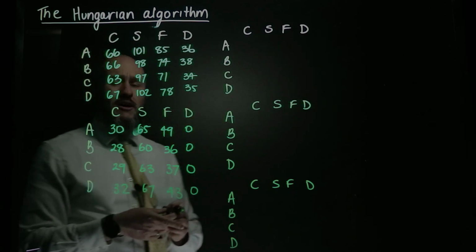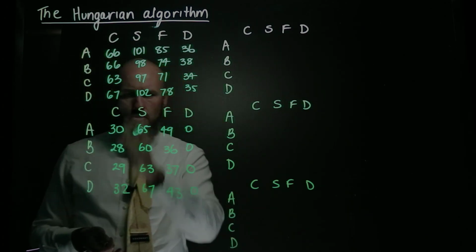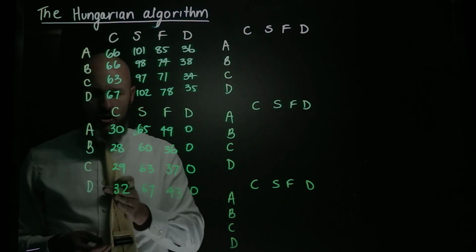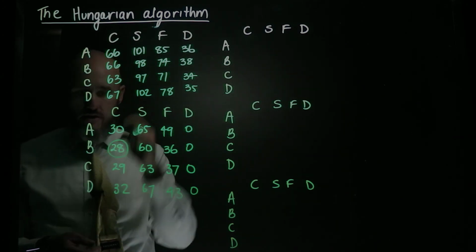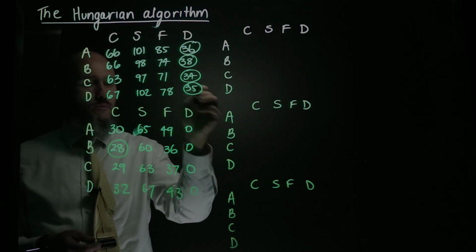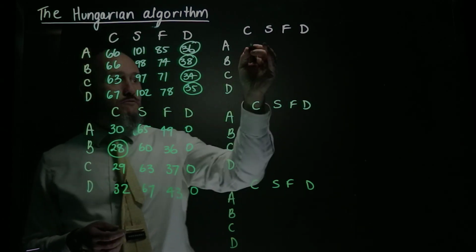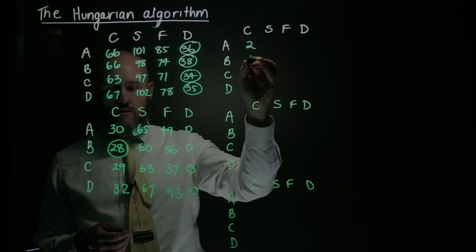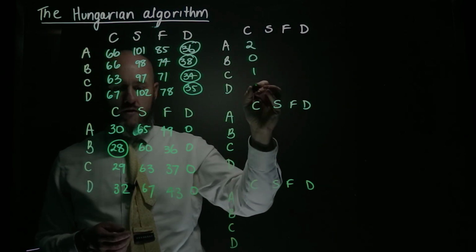Now we're going to shoot up here and we're going to do a column reduction. So we look at each column and reduce. So in the first column I'm reducing by that minimum value 28. You could circle each minimum value as you go. That can sometimes help out. So 28 from each of these gives me 2, 0, 1, 4.